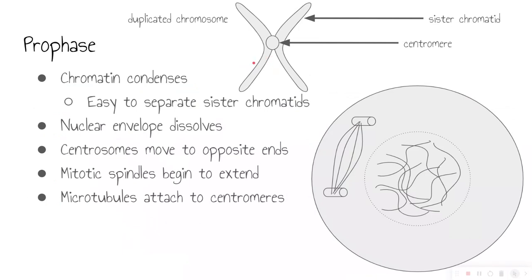So the first stage of mitosis is prophase. This is the first stage of mitosis. And during prophase, our chromatin is going to condense, and that's going to make it easy for the cells to separate the sister chromatids. And we have right here, this is a duplicated chromosome, and each side is a sister chromatid. These are identical. And connecting our sister chromatids is a centromere. And we're going to see that in just a second.